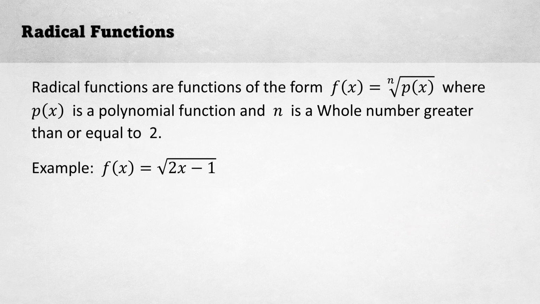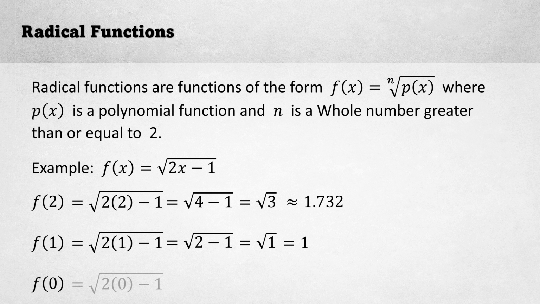Let's use f of x equals the square root of 2x minus 1 to explore radical functions. To evaluate f of 2, we simply input 2 for x, which is square root of 4 minus 1, that simplifies to square root of 3. We can use a calculator to approximate it to 1.732. Similarly, we can evaluate f of 1 and get square root of 2 minus 1, which is square root of 1, that simplifies to just 1.